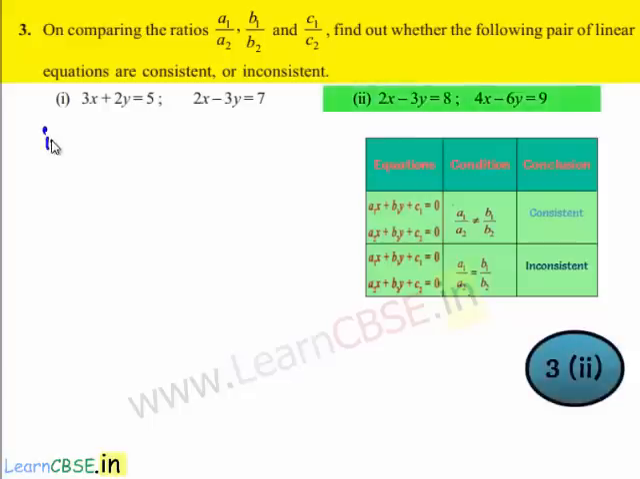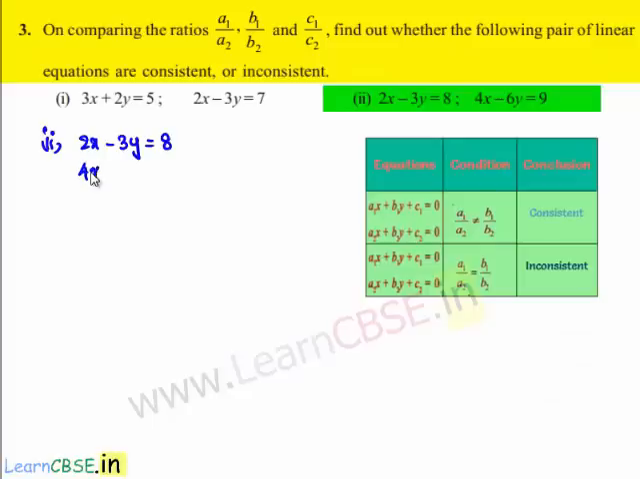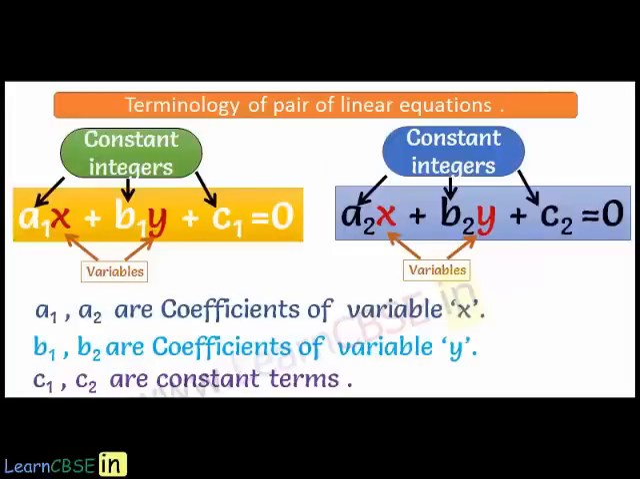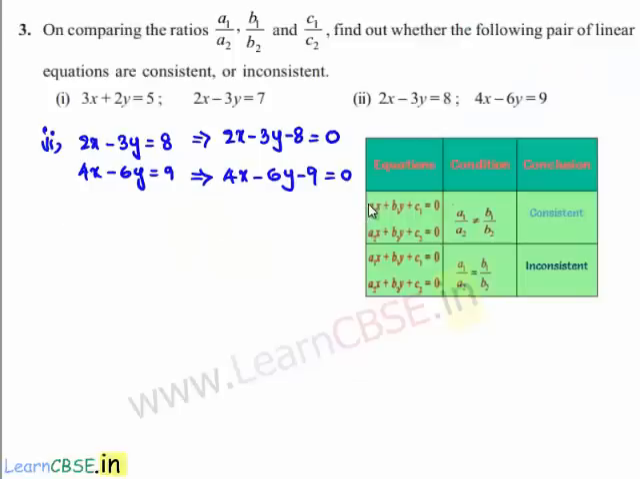Moving on to the second bit, which is 2x minus 3y is equal to 8 and 4x minus 6y is equal to 9. The first equation can be written as 2x minus 3y minus 8 is equal to 0, and the second equation can be written as 4x minus 6y minus 9 is equal to 0. So by comparing the given set of equations with the standard equations, a1x plus b1y plus c1 is equal to 0 and a2x plus b2y plus c2 is equal to 0, we get the values of a1 as 2, b1 as minus 3, c1 as minus 8.